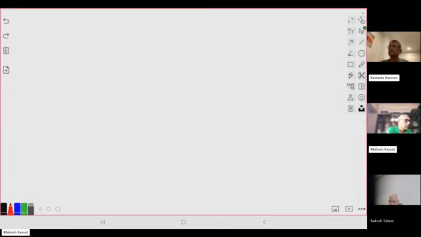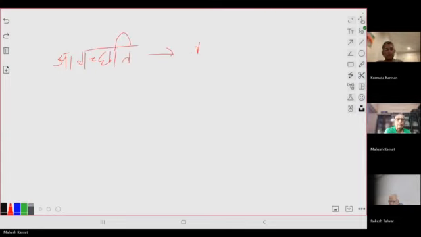Apashyam. No. Agam. Agam. प्रथम पुरुष. Agayam. No, it is a gachati. No, for lat lakara. Agachat. Agachati. Agachat. Agachat. एकवचनम आगच्छत.